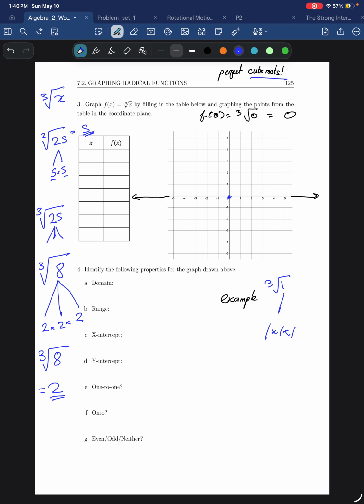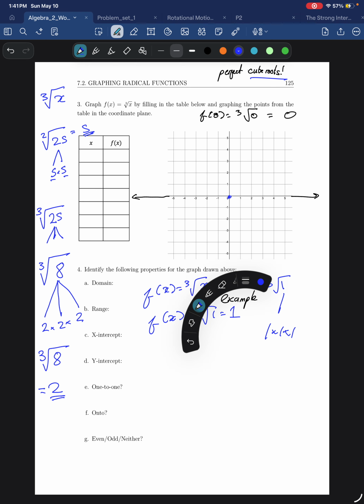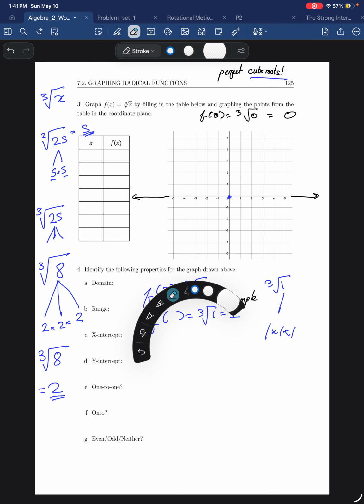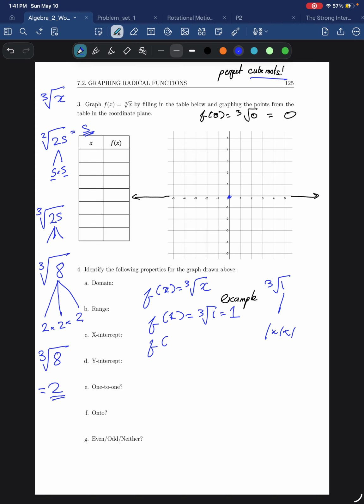So when I plug in 1 in my function, I'm just going to write the function here for visual sake. I plug in 1 here, I get a nice 1, no pun intended. Then 2 is not a perfect cube root. 3 is not a perfect cube root. 4, 5, 6 are not perfect cube roots. I have to go all the way to 8 for the next perfect cube root, and that's going to be 2.